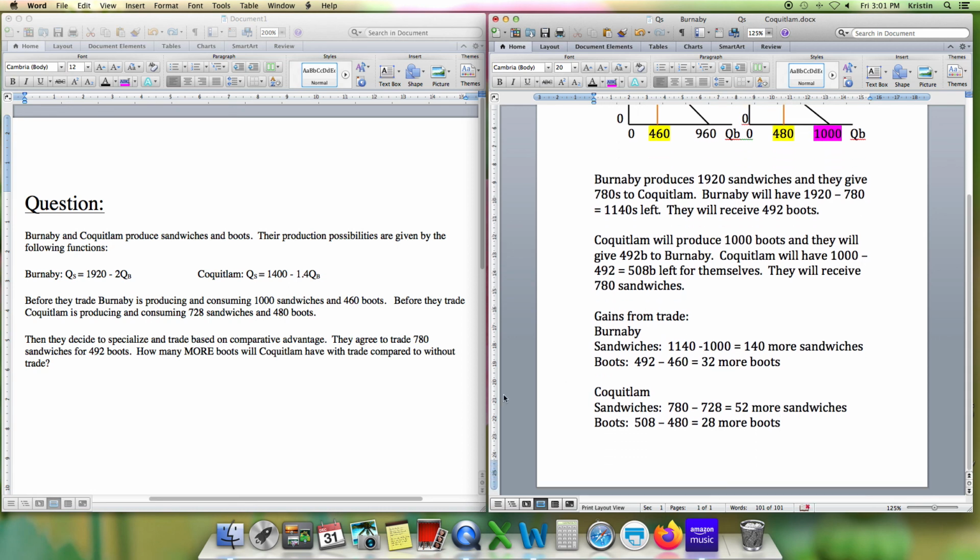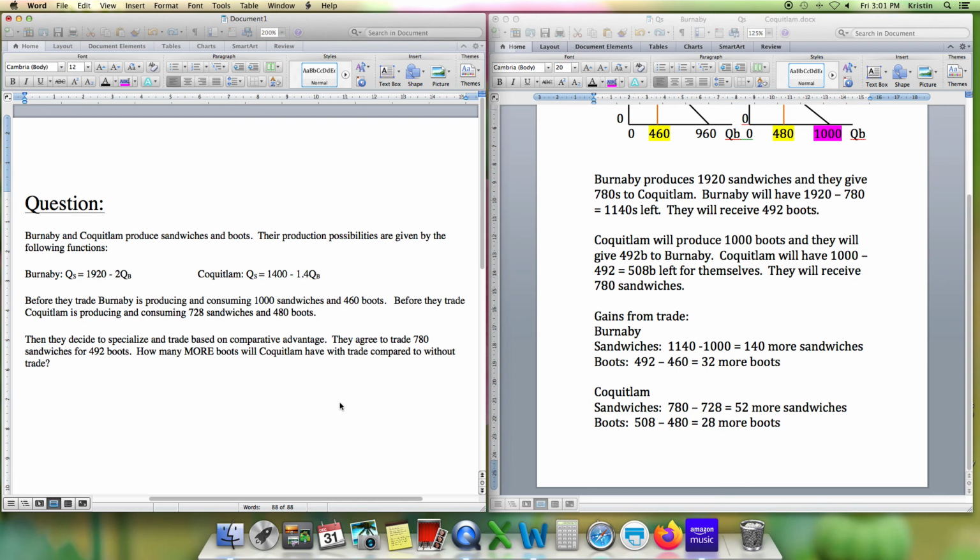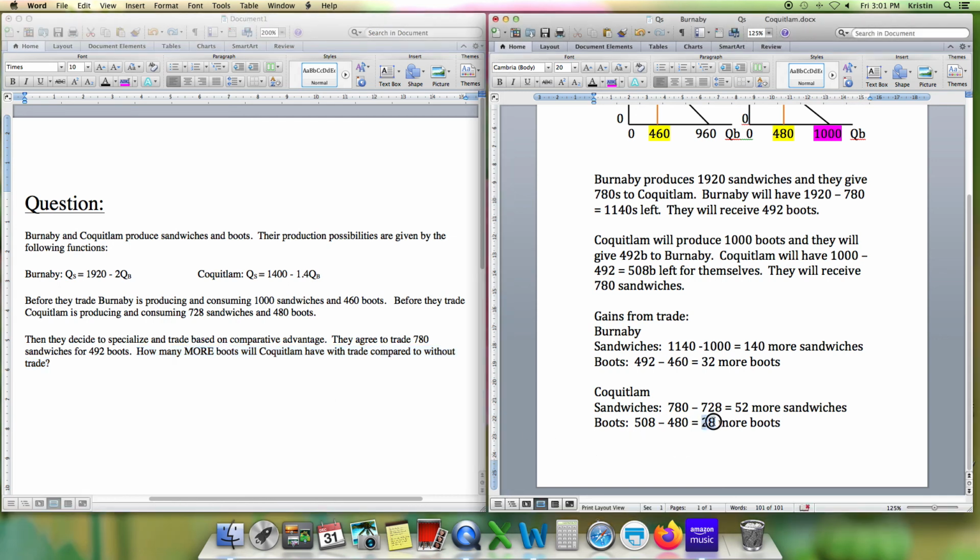And so now we can finally answer the question, which was, how many more boots will Coquitlam have with trade compared to without trade? So that's asking for the gains from trade in terms of boots for Coquitlam. And now we finally have our answer. 28. They will have 28 more boots.